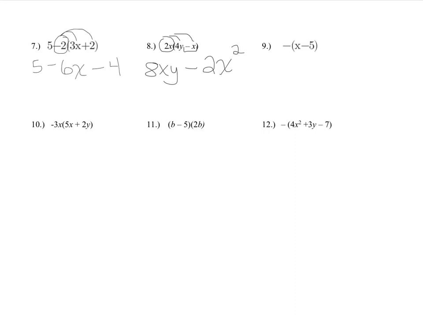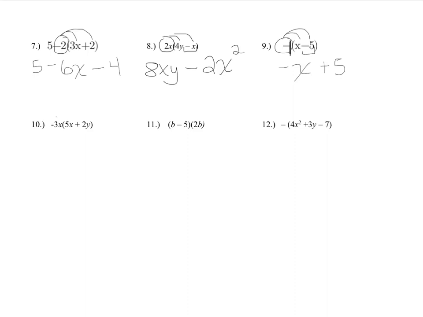So looking at number 9, notice again, you have a minus sign in front of the parentheses. We're distributing minus signs like they're -1. So you can put an imaginary -1 there, and then you're distributing -1 to x and to -5. So -1 times x is -x, and -1 times -5 is +5. If you feel like stopping the video and trying 10, 11, and 12 by yourself, go for it.